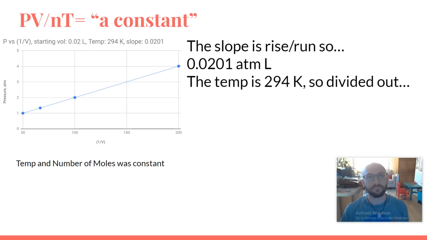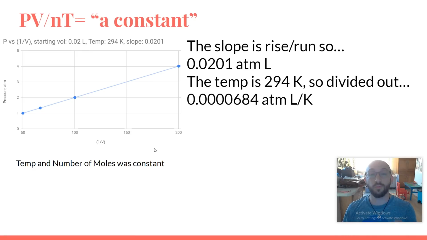Now, that magic constant, that 0.0201, has temperature wrapped up in there somewhere. So we're going to divide the temperature out. That's room temperature. I know that my room temperature in this case was 294 Kelvin for my lab when I did it, which gives me a number of 0.0000684 atmosphere liters per Kelvin. Okay, well, I'm not even going to think about what that number means. I'm just going to keep going.